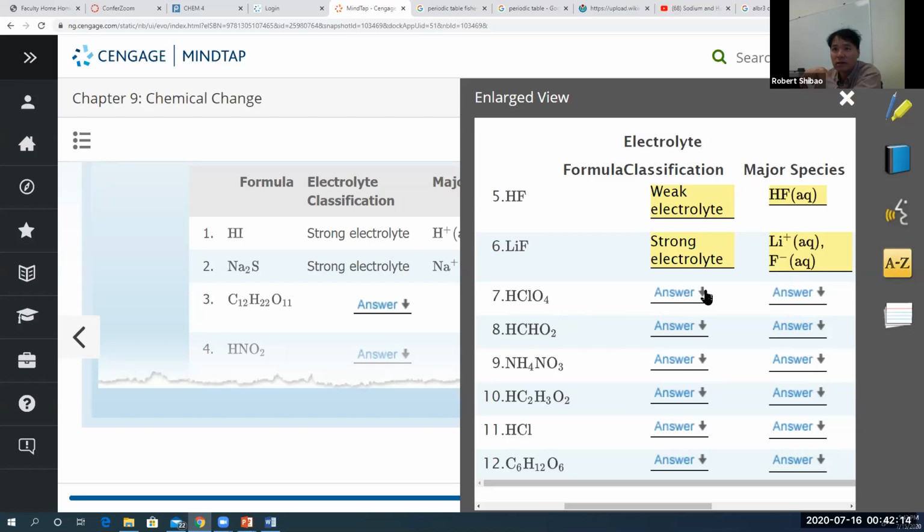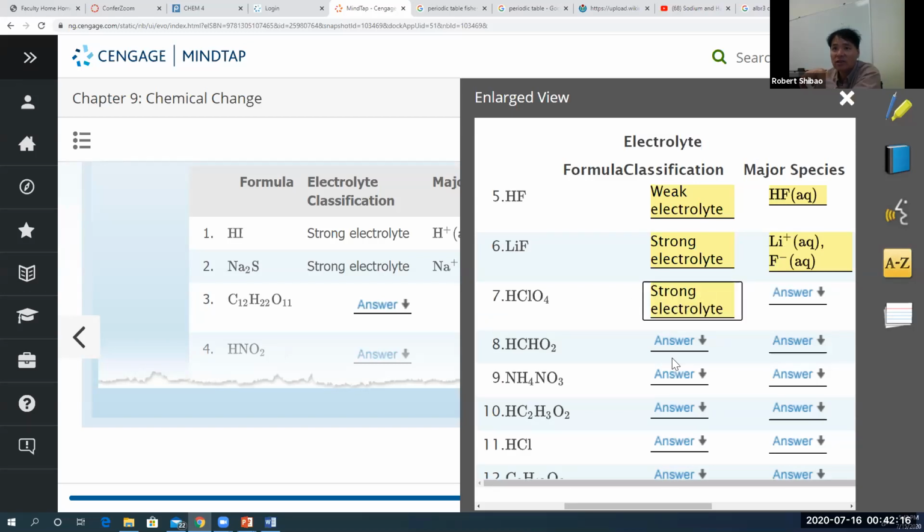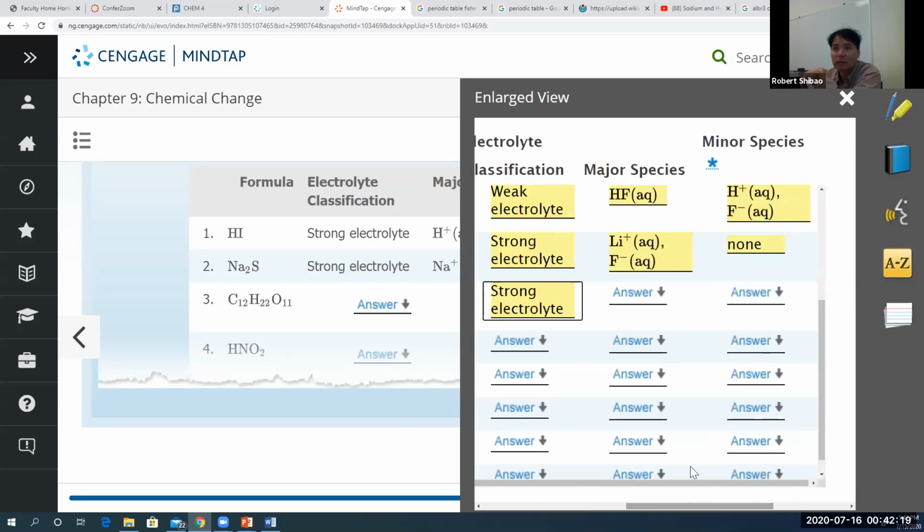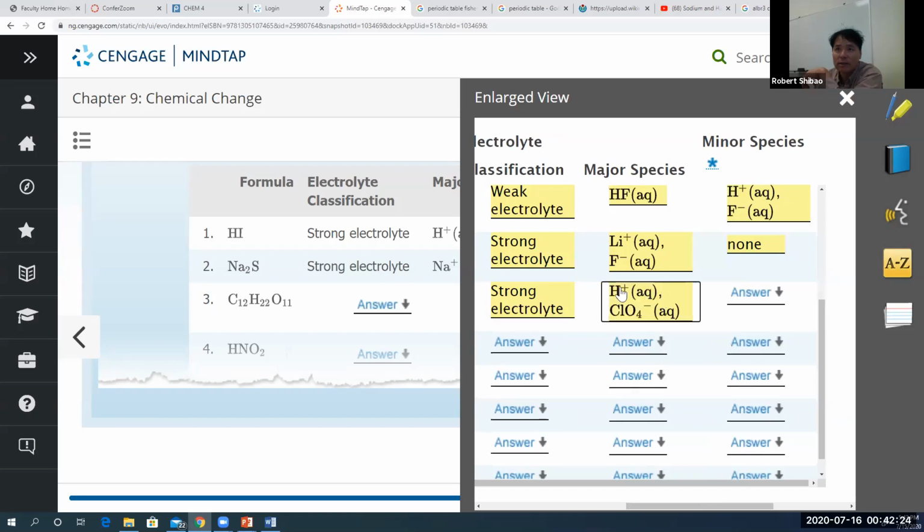Strong acids are strong electrolytes. Strong electrolytes want to break up completely. So what does it break up into? It's going to break up into H plus and ClO4 minus. H plus, the hydrogen ion, and ClO4 minus. ClO4 minus is perchlorate. And since it's strong, it completely breaks up, so there's nothing left over. In this case, for strong electrolytes, we assume 100%. So we could say none, or trace amounts, very small amounts of HClO4 left over.